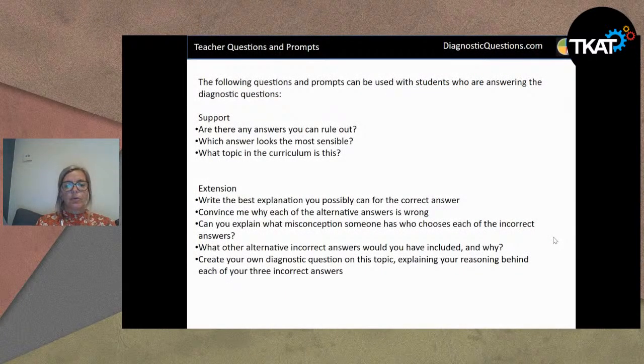So there's some prompts here. If you want to support the children, you might say to them, are there any answers you can rule out? Strategies to help them with their multiple choice. Which answer looks the most sensible? Which topic in the curriculum is this? Or extend those by asking them to write the best explanation they possibly can. Convince you of why each alternative answer is wrong. Explain what misconception someone has if they chose some of the incorrect answers, and so on.